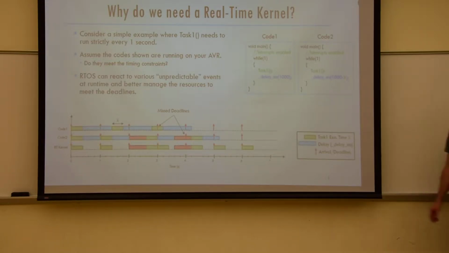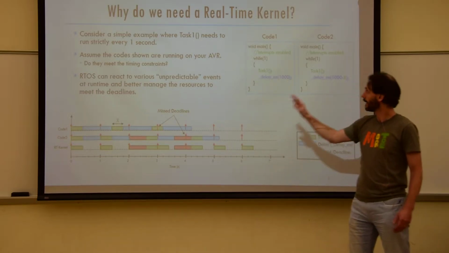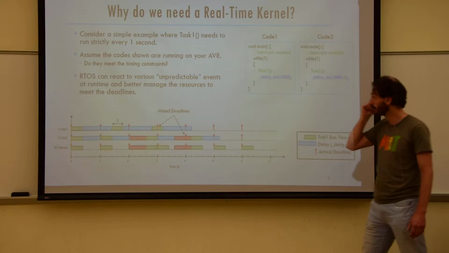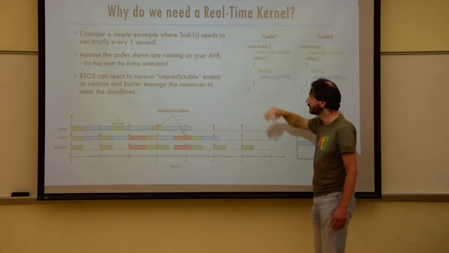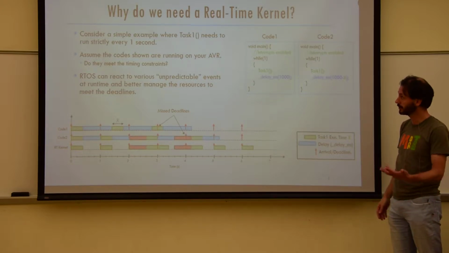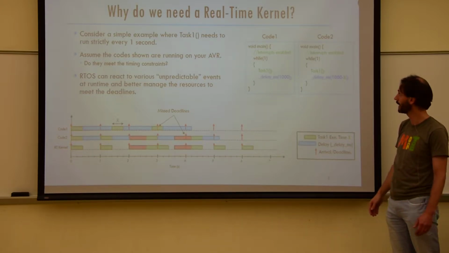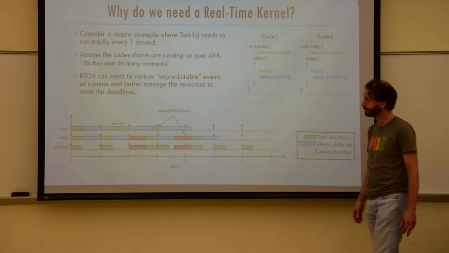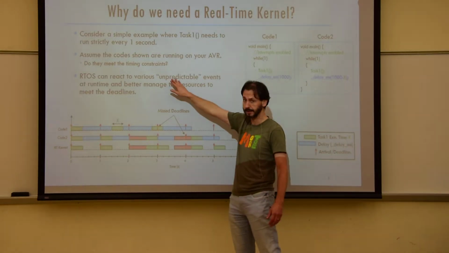So let's talk about this slide. Here, why do we need a real-time kernel? Well, a simple example here where task 1 needs to run strictly every 1 second, and assume the code shown is running on your AVR. So here we are, code 1 and code 2. The question is, do they meet the timing constraints?